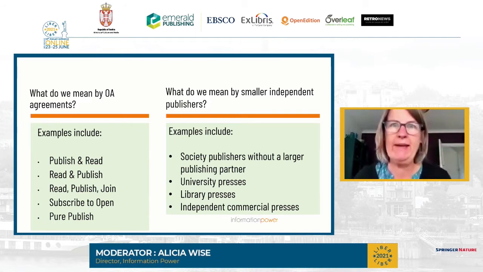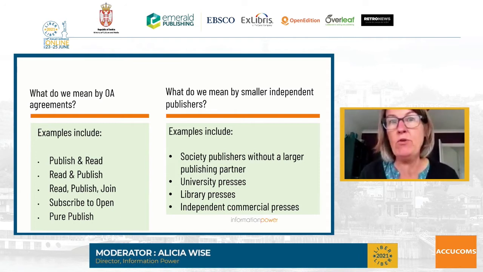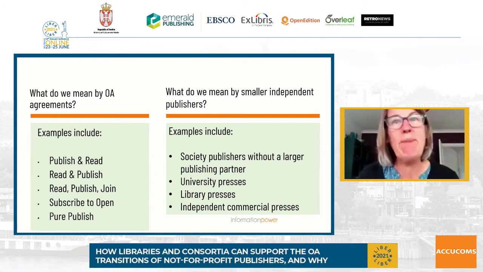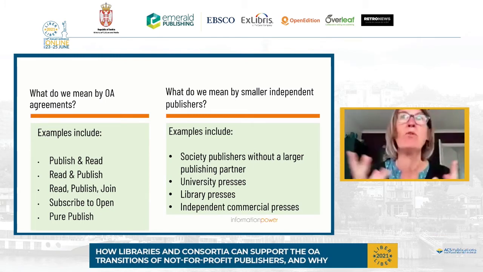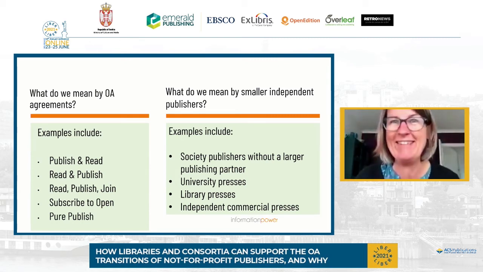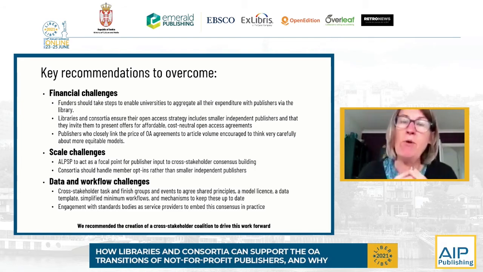And what do we mean by smaller independent publishers? There are an array of these. Sometimes they can be learned societies who publish independently without a larger publishing partner. But we can also include university presses in this bucket and library presses too. Some of you will be publishers as well as librarians, and independent commercial presses too, many of which are very small and important, for example, in book publishing in the humanities. So as we discuss today, think about a broad array of different types of open access agreements with smaller independent publishers of various kinds.